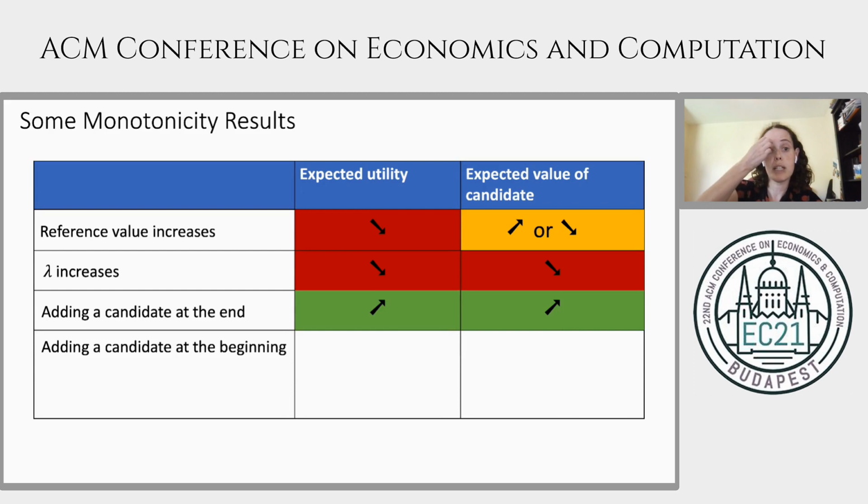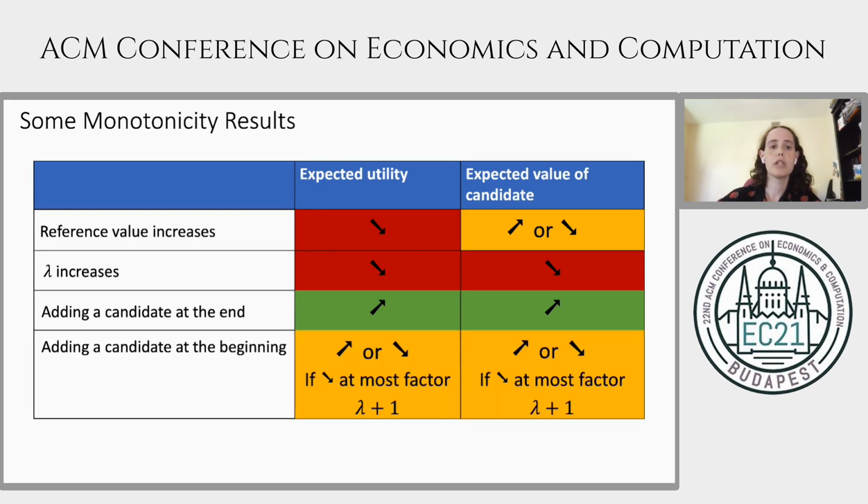However, if those candidates are placed at the beginning of the sequence, then the expected utility may either go up or down, and the same thing goes for the value of the candidate. When the expected utility and value go down, they go down by a factor of at most lambda plus 1.